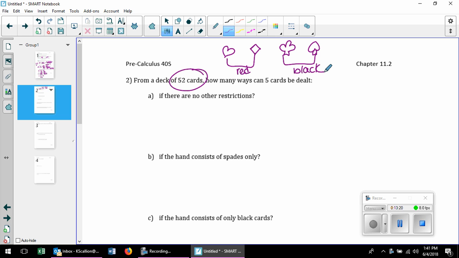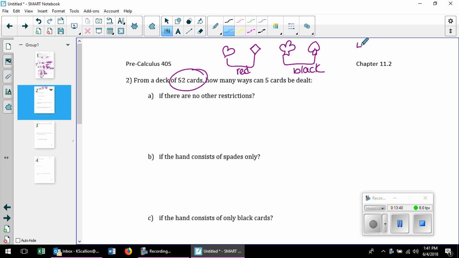You will find that on no provincial exam will they deal with a deck of cards. It's just too hard to explain it to people who don't know anything about it. But we're still going to practice with it, because it's something we're all familiar with. So 52 cards in a deck, there's 4 suits.